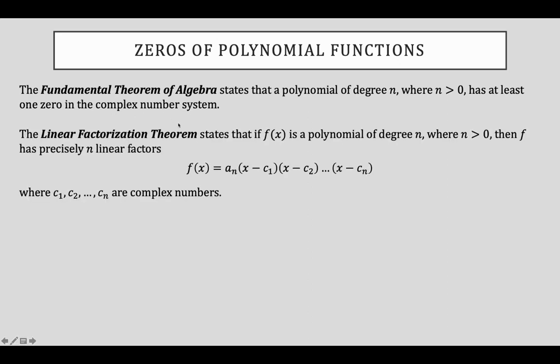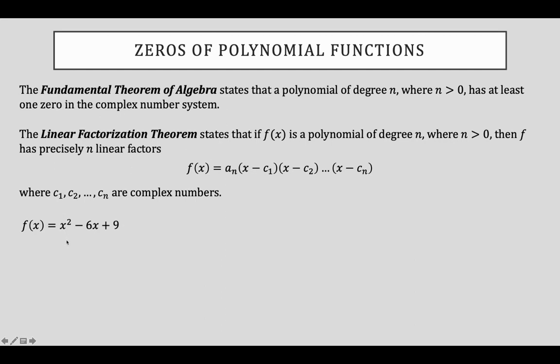All right? The linear factorization theorem states that if f of x is a polynomial of degree n, where n is greater than 0, then f has precisely n linear factors. That means a polynomial of degree 2 will have 2 linear factors. A polynomial of degree 3 will have 3 linear factors. A polynomial of degree 19 will have 19 linear factors. And at this point, hopefully you guys are becoming more comfortable with your factoring.